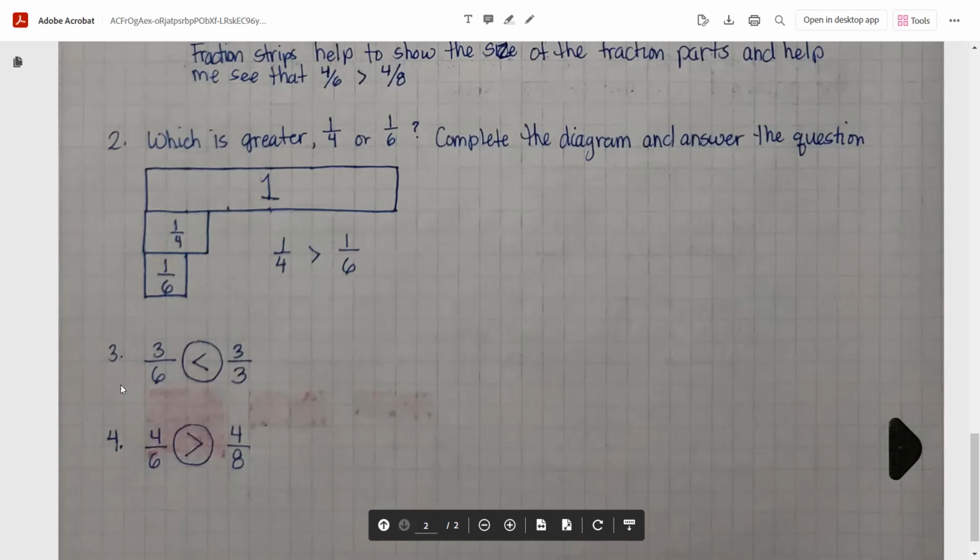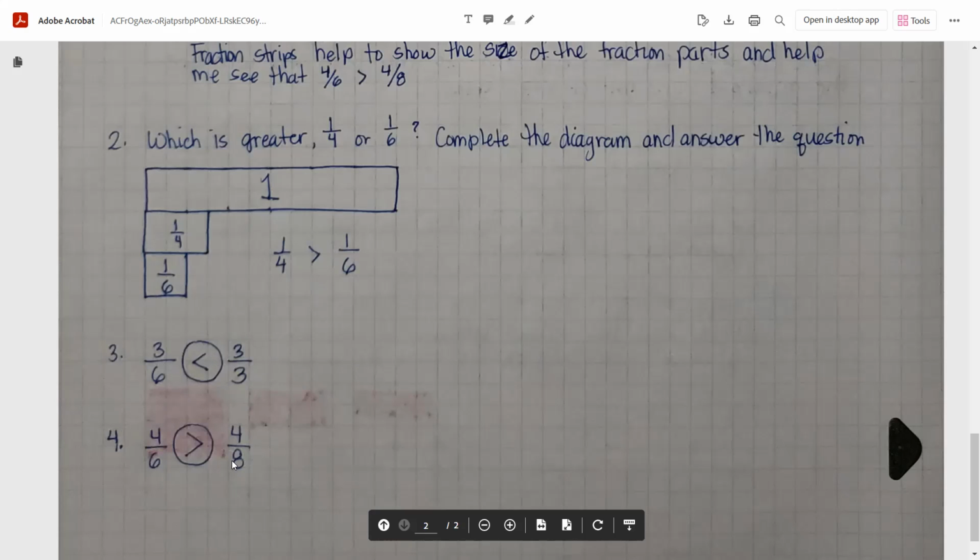Now for numbers 3 and 4, we're also doing comparisons, and they have the fraction strips drawn out in your book for you, so I didn't draw them here. 3 out of my 6 pieces, or 3 out of my 3 total pieces. Now remember, when your numerator and denominator are the same, that means you have the whole. When your numerator is smaller than your denominator, you have less than one whole. So 3 out of 6 pieces, that's just half of my whole. 3 out of 3 pieces, that's my whole. So 3/6 is less than 3/3.